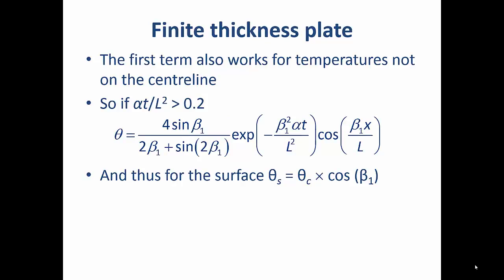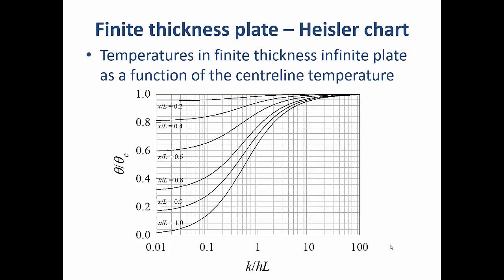The first term also works for temperatures not on the centre line. So if alpha T over L squared is greater than 0.2, then the dimensionless temperature is equal to 4 sine beta 1 over 2 beta 1 plus sine of 2 beta 1, times the exponent of minus beta 1 squared alpha T over L squared, times cos of beta 1 x over L. Thus, if you're at the surface, temperature theta s equals the centerline temperature times cos of beta 1, because x over L equals 1, and all the other terms are identical.